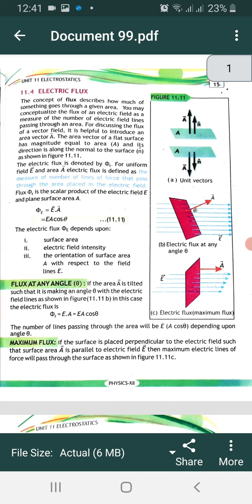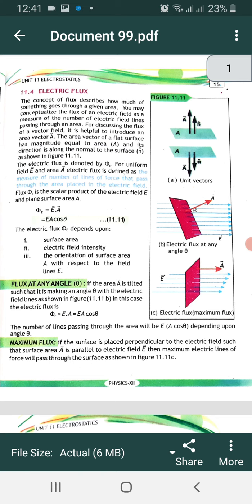So all this information I can build in a single equation, which is in front of you, represented by 11.11. So electric flux is mathematically, symbolically represented by a Greek letter, phi, with subscript E, where E stands for the electric field, phi stands for the flux. So electric flux is equal to E dot A.